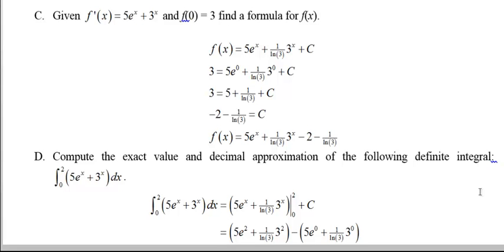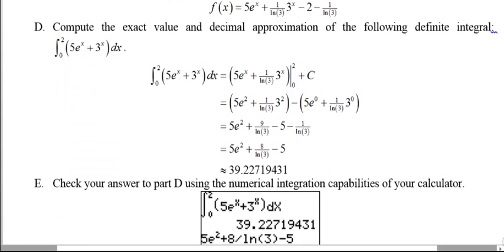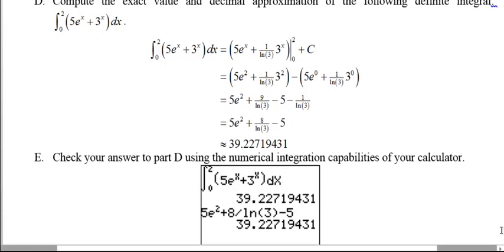But we can't really combine the logarithm with that, so we see that c is negative 2 minus 1 over log of 3. And so f of x equals 5 e to the x plus 1 over the natural logarithm of 3 times 3 to the x minus 2 minus 1 over natural logarithm of 3. That's the exact formula for that specific antiderivative. If you take its derivative, you'll get the original integrand, and it goes through the indicated point.